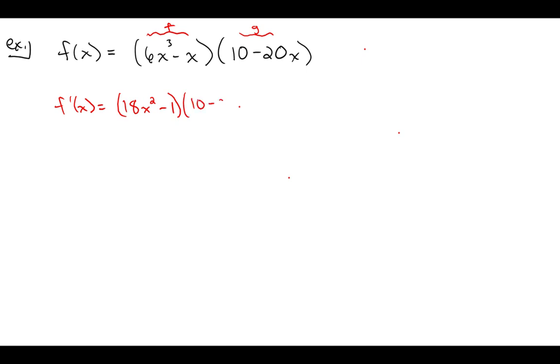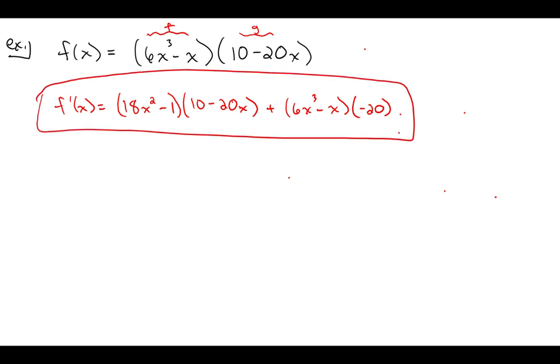times the original second, 10 minus 20x, plus our original first, 6x cubed minus x, times the derivative of the second, which is just going to be the 10 goes away, minus 20x just becomes minus 20. So again, leave this as your final answer for now. You obviously could simplify this, leave it here for now. Okay, so it's just f prime times g plus fg prime.